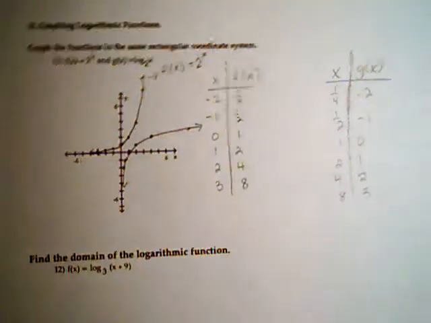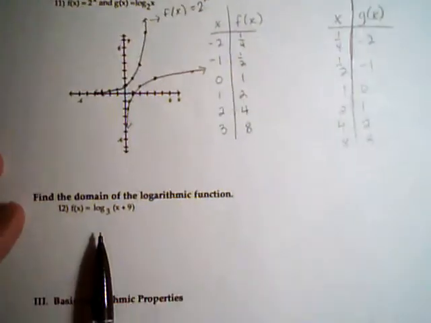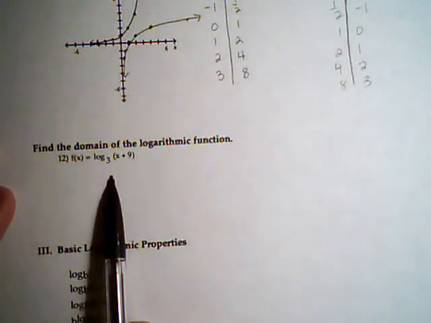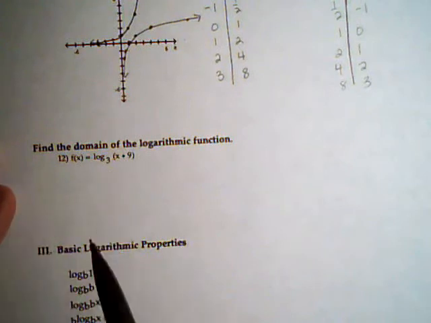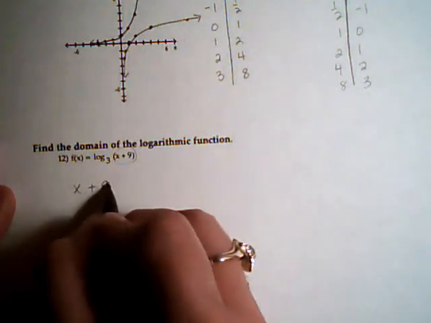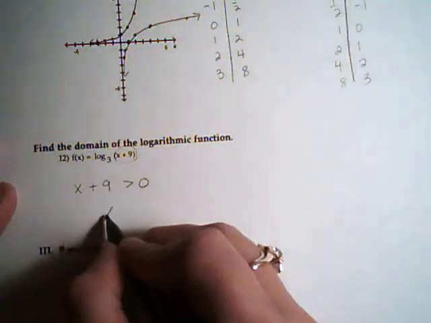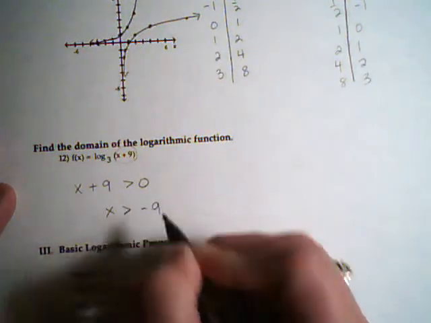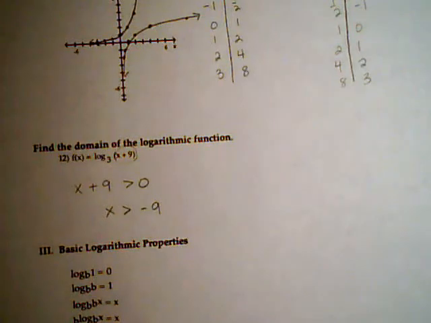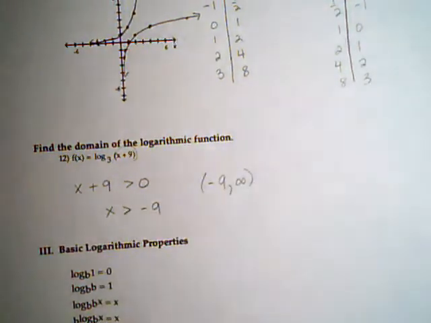As far as the domain, because we say that it has to be from 0 to infinity, if you're just given the function like number 12 and asked to find the domain, you would take your argument, x plus 9, and set it greater than 0. That has to be greater than 0. So that would mean that x is greater than negative 9 if I solve the inequality. So my domain would be from negative 9 to positive infinity.